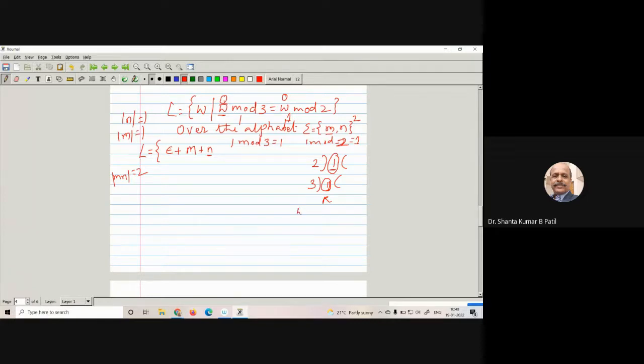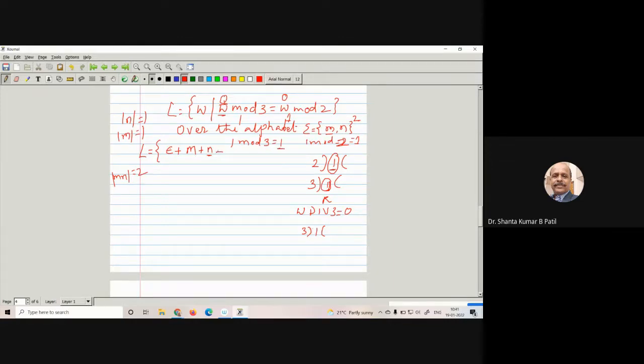For example, W div 3 is there. For example, you can take W as 1. It is divisible by 3, so its answer is 0. Whereas mod gives the remainder. So for 1 mod 2 or 1 mod 3, the answer is 1. Hence, it is either M or N.